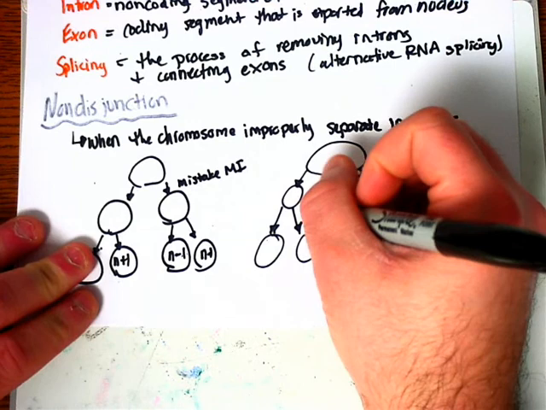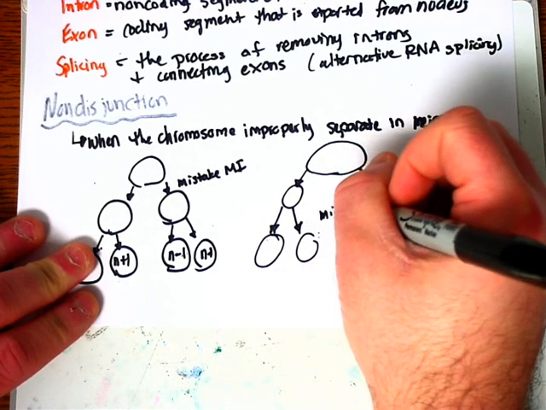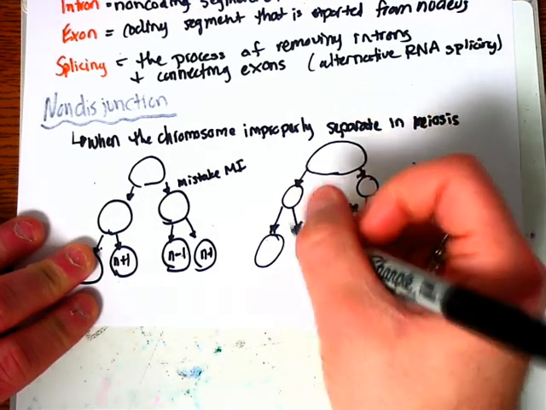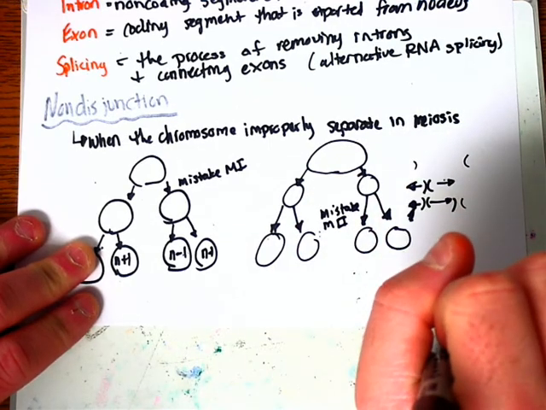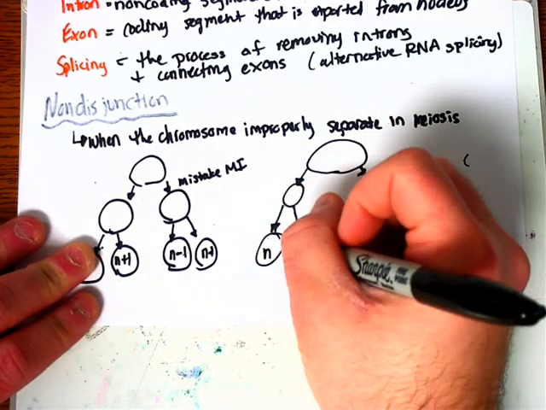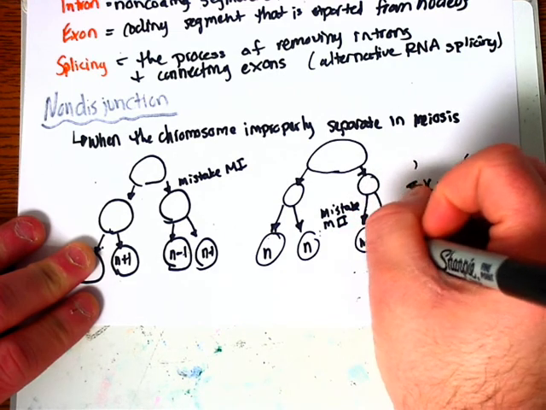If you make the mistake in meiosis 2, it kind of depends on which cell the mistake is seen in. Is it seen on the left or on the right side? So this cell, these two might be okay, but these two might have a problem.